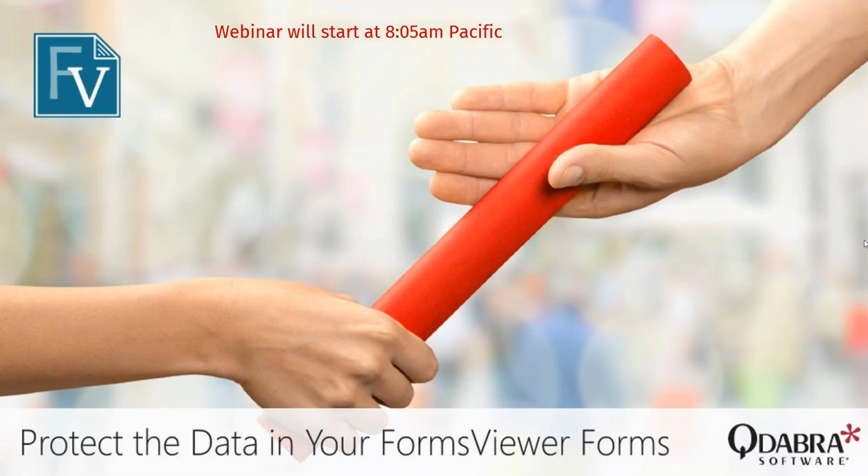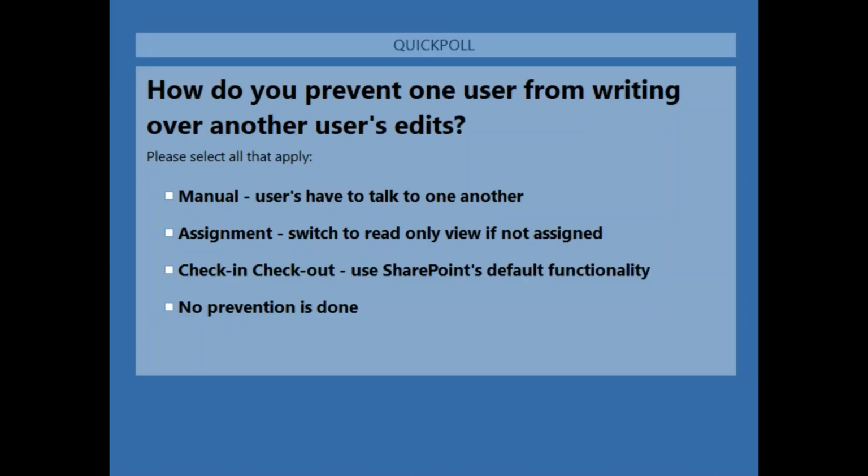The next question is, how do you prevent one user from overwriting another user? You might be doing multiple items, but in general, there's no default way to do this. Well, the default way in SharePoint is to use Checkin Checkout. We'll talk about the reason why that's not a great solution in a minute. But there's also the ability to assign a form to a user and then check to see if the user is currently assigned and switch to a different view if they're not. Some people use that. I need to launch the poll here. Sorry about that.